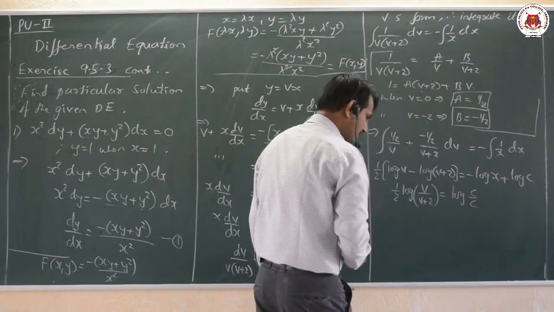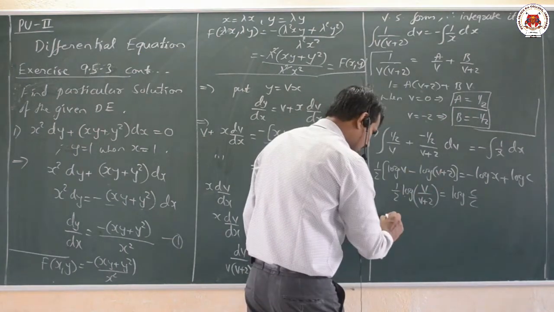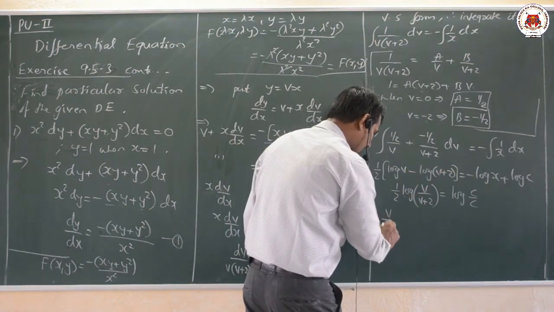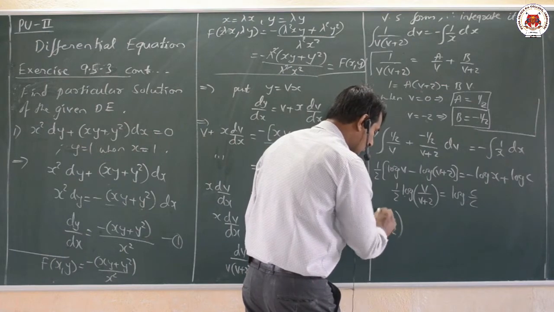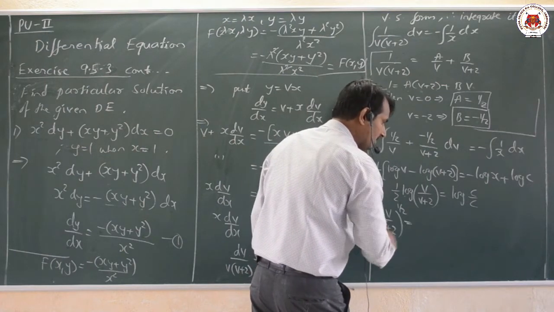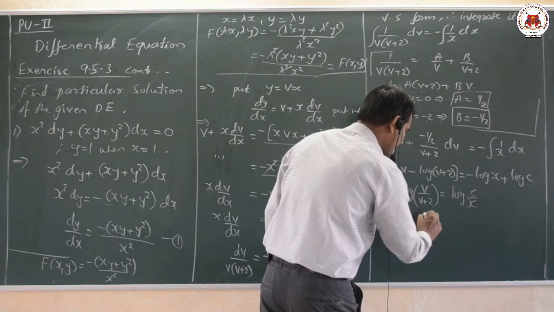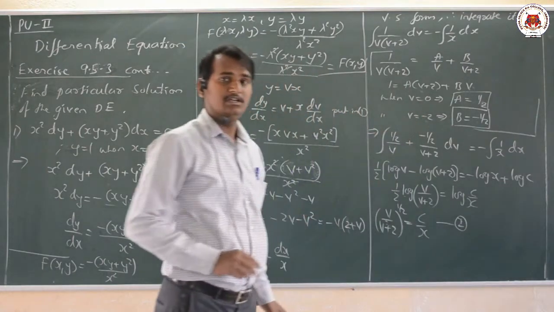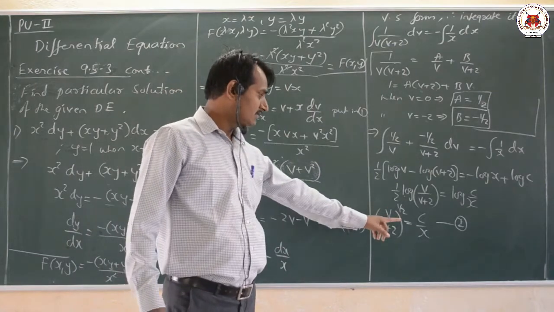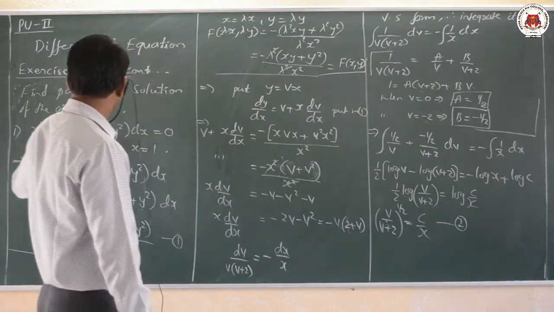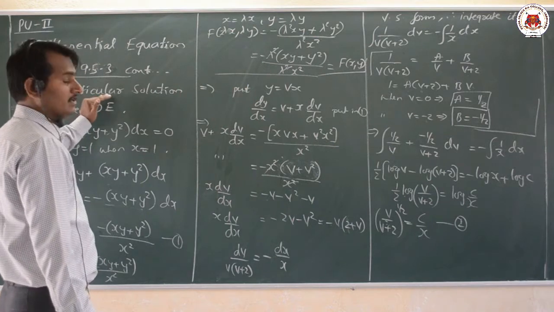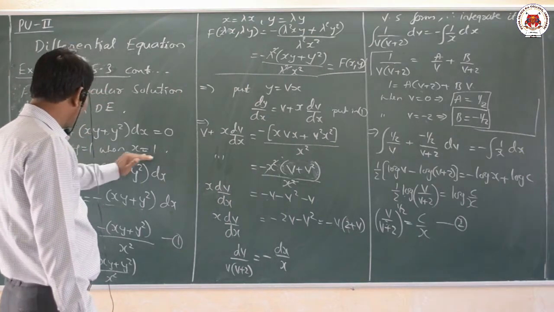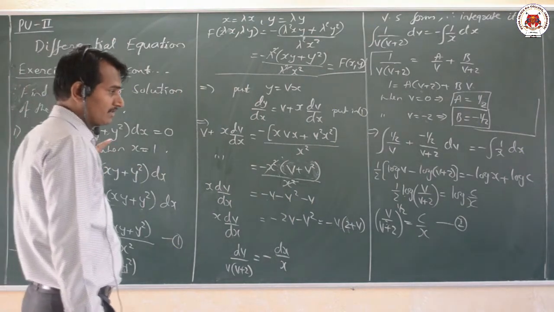So what we get is, I will take the 2 to the root, v divided by v plus 2 whole to the power of 1 by 2 is equal to c divided by x. Let us take it as equation number 2. Now we require to find the c value. The given question is to find the particular solution. To find this particular solution, both x as well as y values are provided.